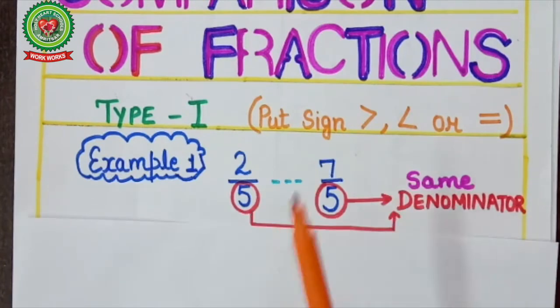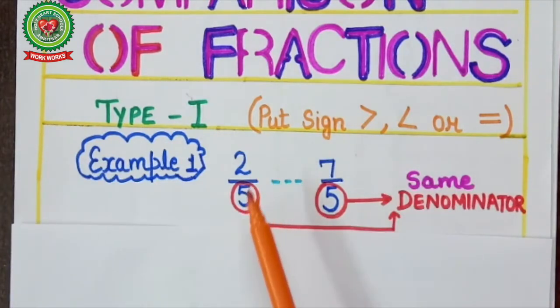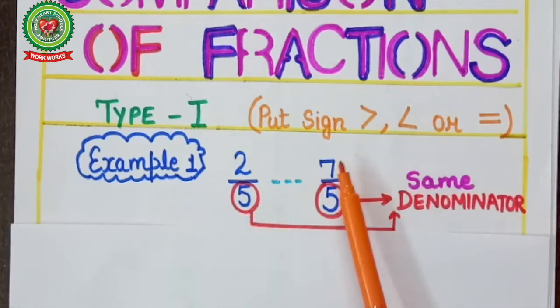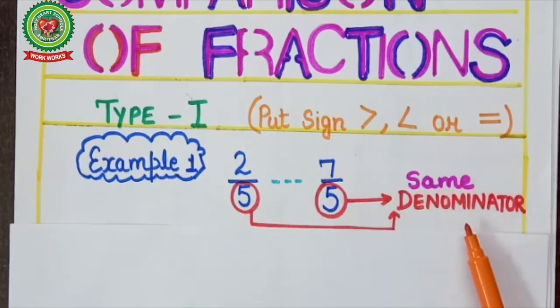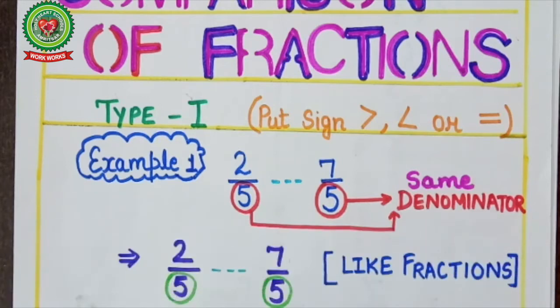Here the first example is compare 2 upon 5 and 7 upon 5. Step 1, you will see the denominator. Here, as you can see, in the first fraction denominator equals 5. Again in the second, denominator equals 5. So both denominators are same.